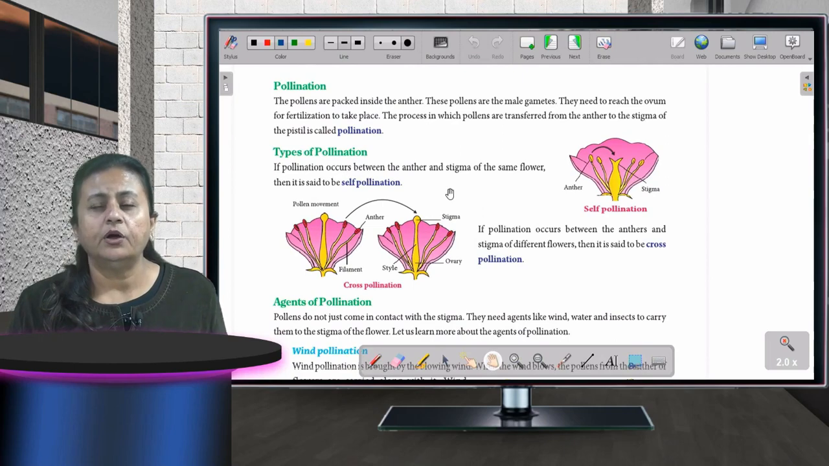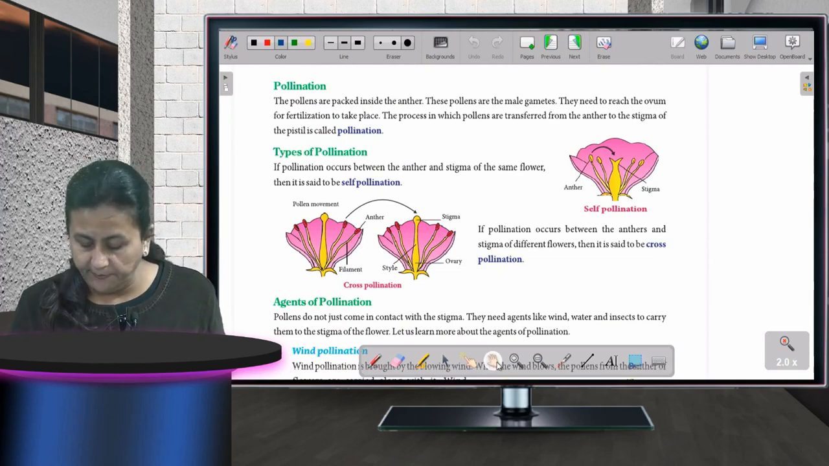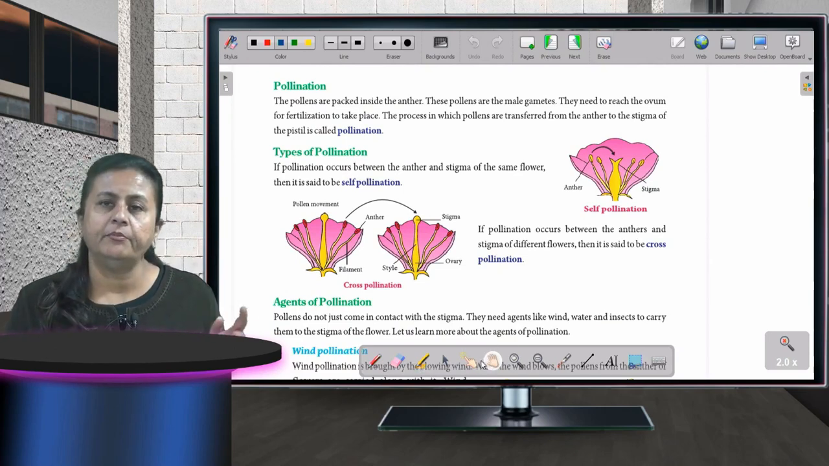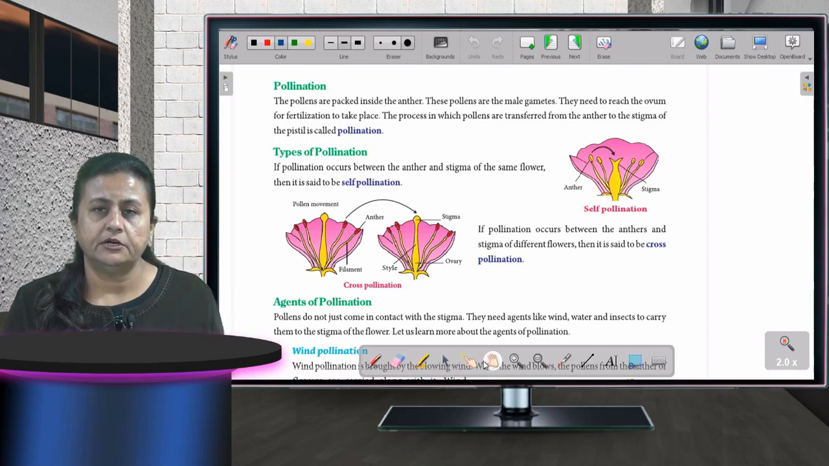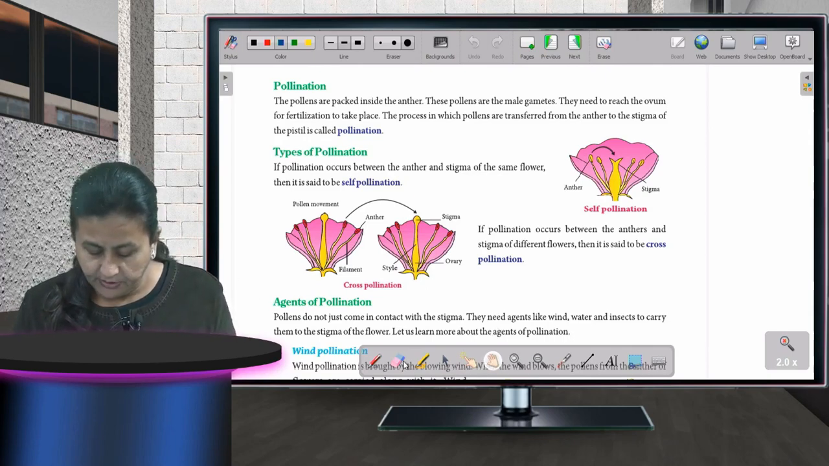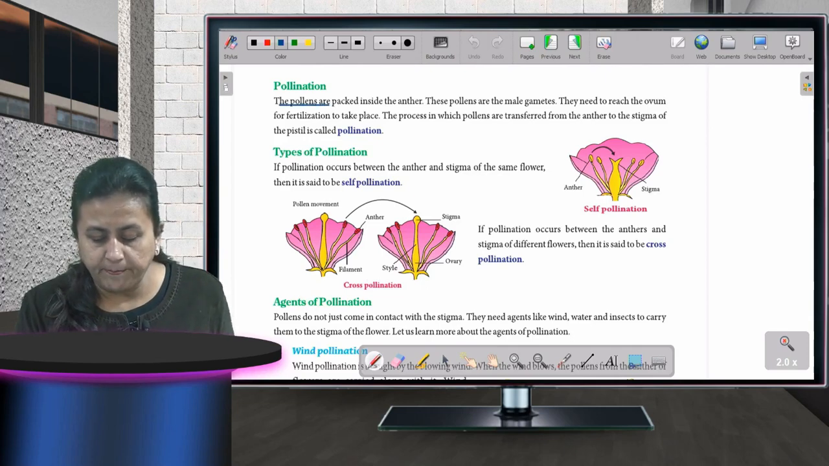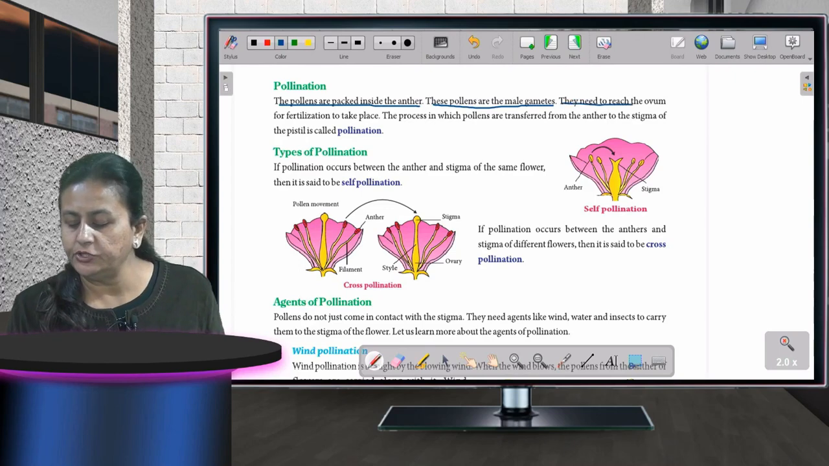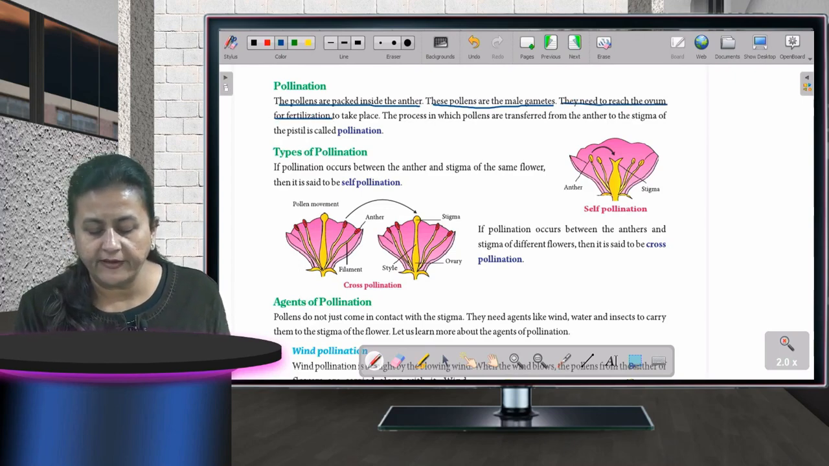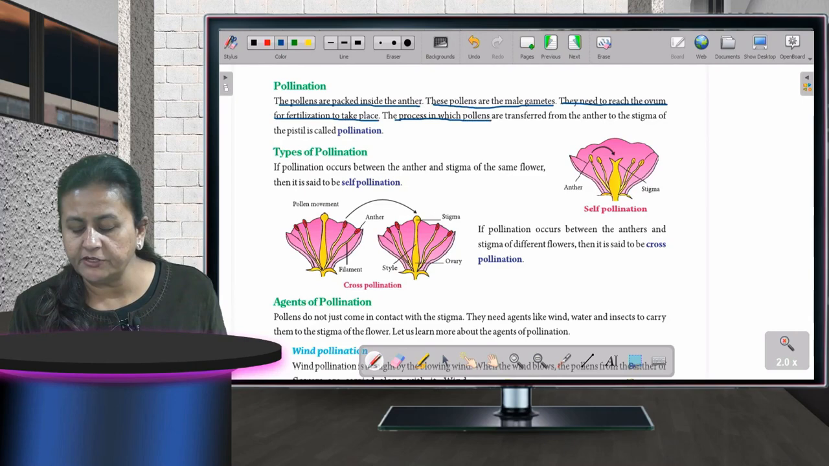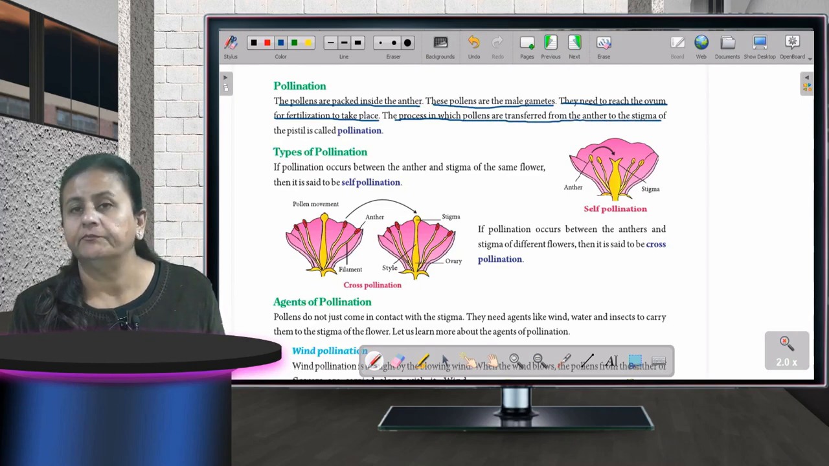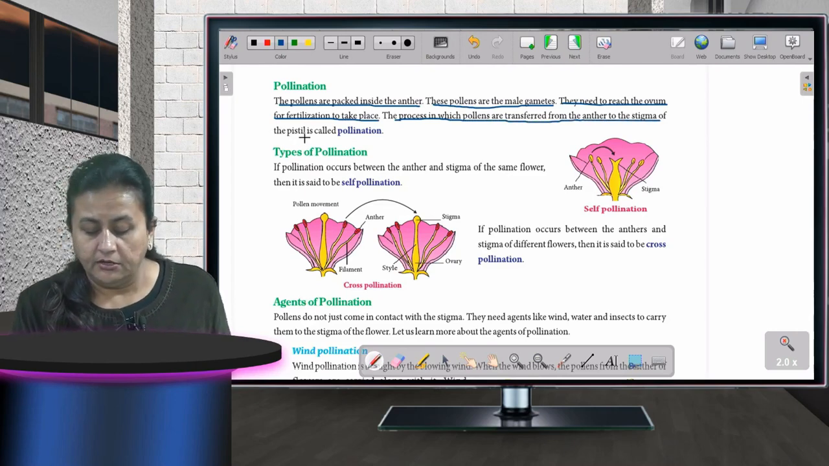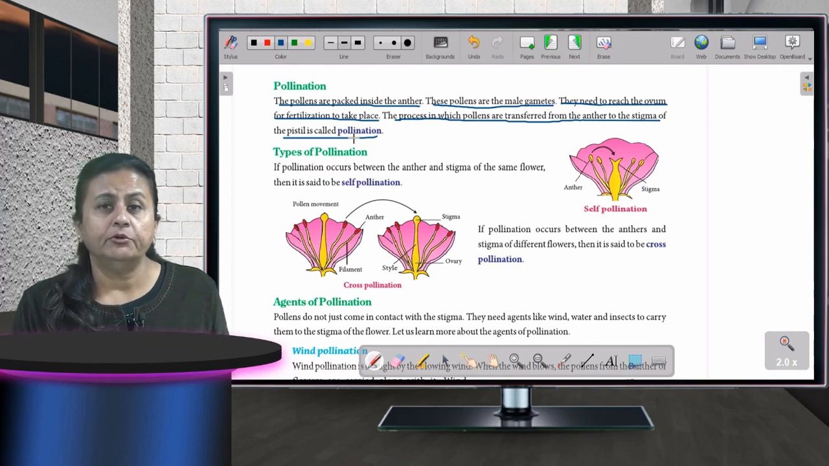Pollination. What is pollination? Pollination is the transfer of pollen grains from the anther to the pistil, from stamen to pistil. Okay, so the pollens are packed inside the anther. The pollens are the male gametes. They need to reach the ovum for fertilization to take place. The process in which pollen grains are transferred from anther to stigma is called pollination.